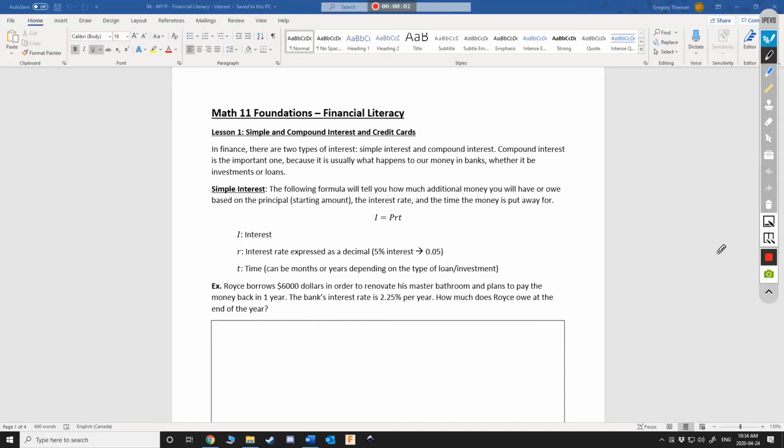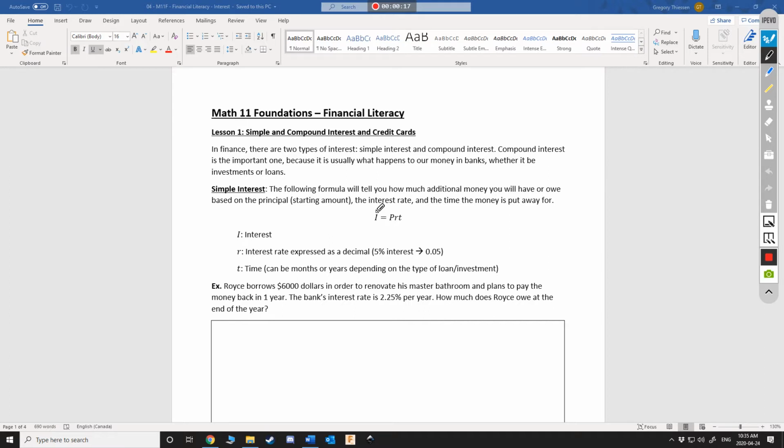Okay, so this is our first lesson for financial literacy. Today we're going to look at something called simple interest and compound interest, plus one application called credit cards, which all of you will be getting when you're older. First, we'll look at simple interest.